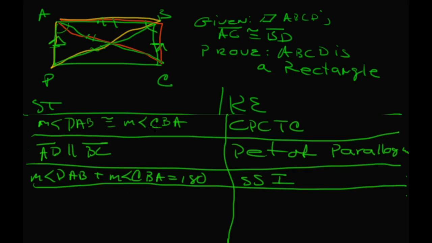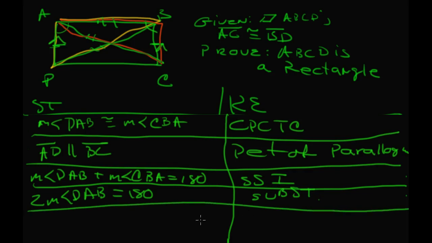But we know from up here that these things are equal, so I can say 2 times the measure of angle DAB is equal to 180. That's by substitution, which is going to give me that the measure of angle DAB is 90 by division.